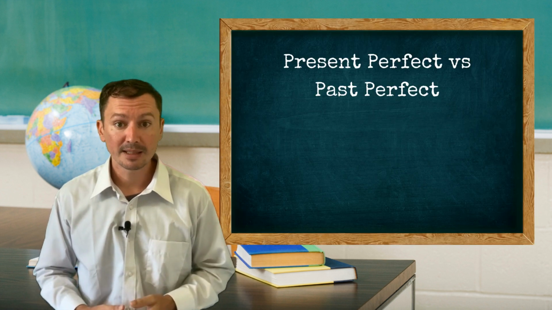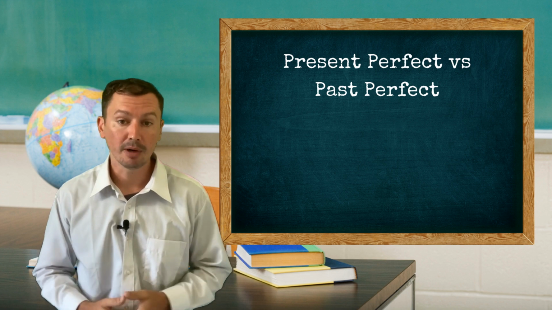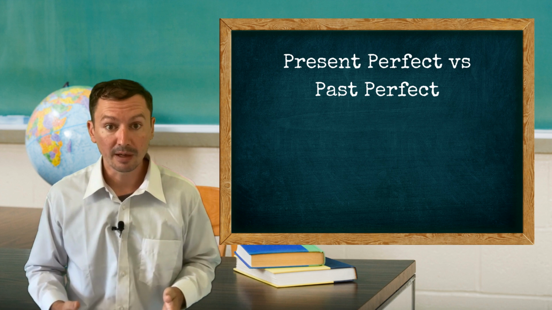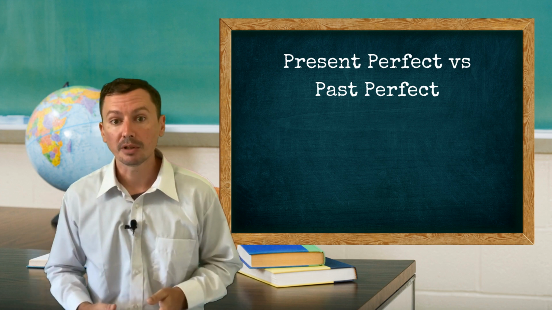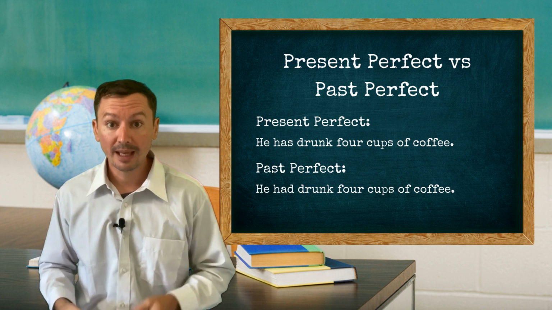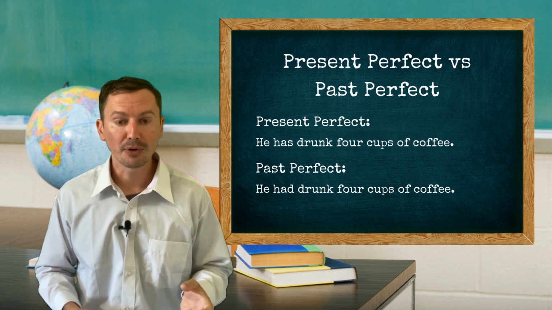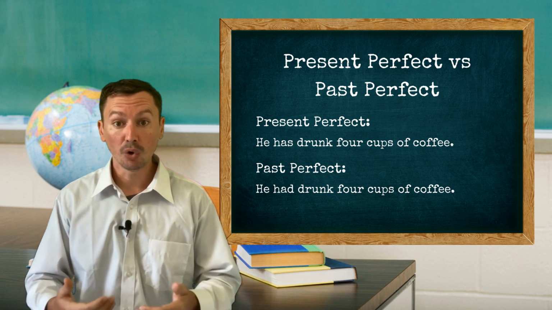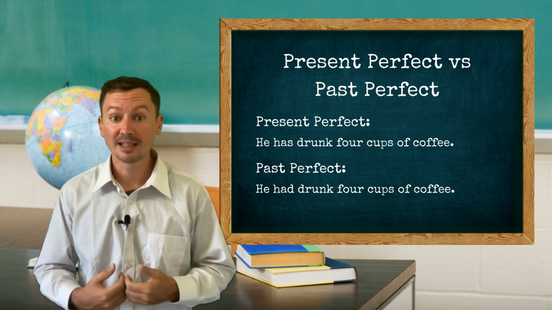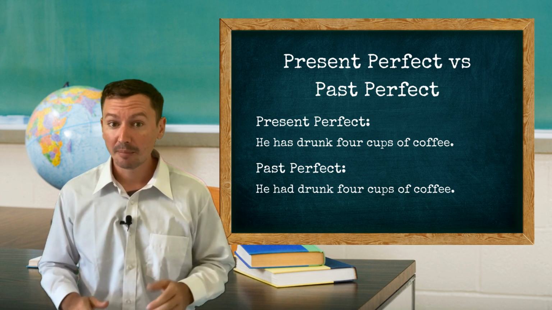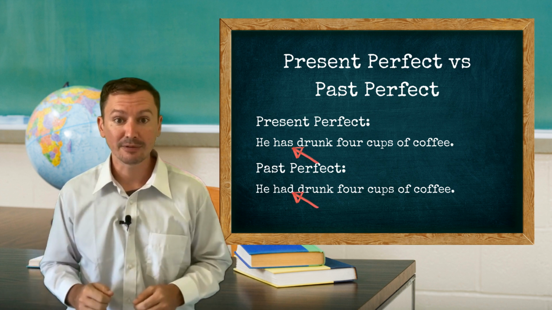Another mistake is mixing up the present perfect and past perfect tenses. This happens because, although their meanings are very different, their structure is quite similar. Take the sentences, "He has drunk 4 cups of coffee" and "He had drunk 4 cups of coffee," for example. The first one means that the time period is ongoing, and the second is that it started and ended in the past. They have completely different meanings, but there's only one letter that's different.